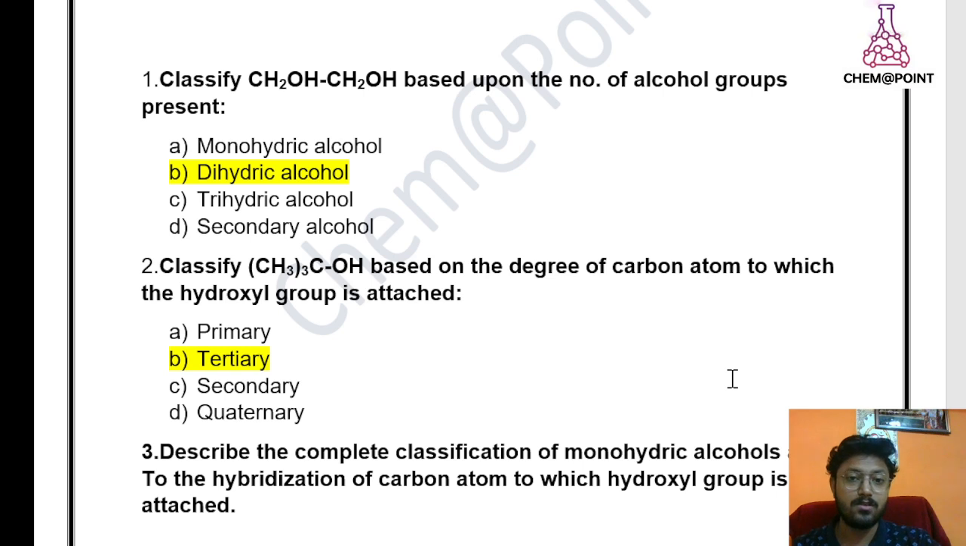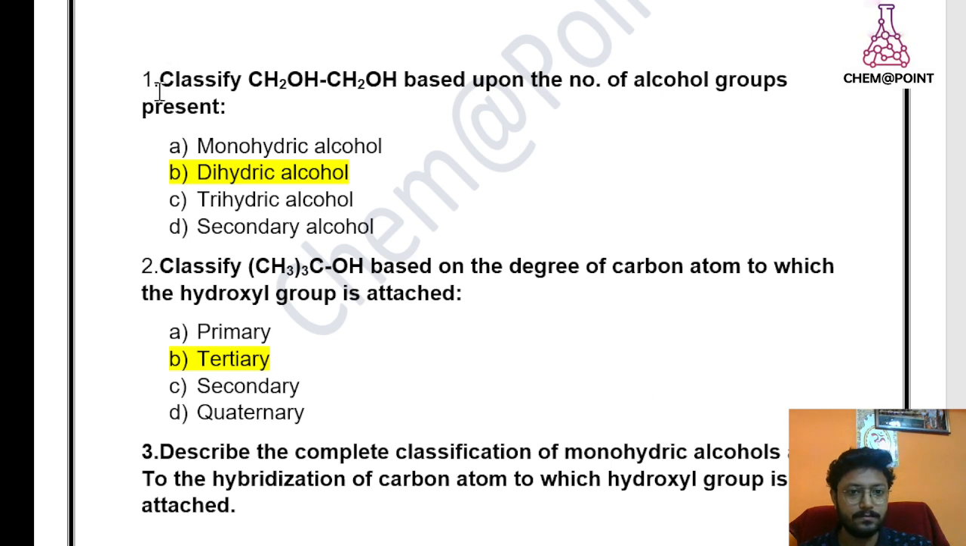So now it's the first question. DPP 1 is based on classification, right? Alcohols will be classified as primary, secondary and tertiary, and we will identify which alcohols are secondary, which are tertiary, which are primary. So let's start.